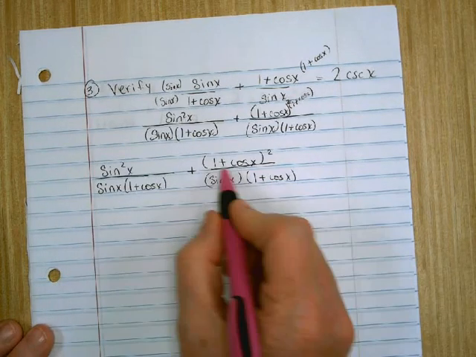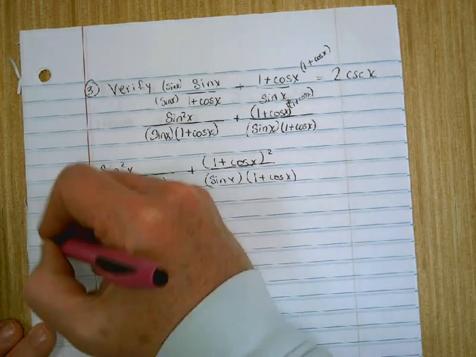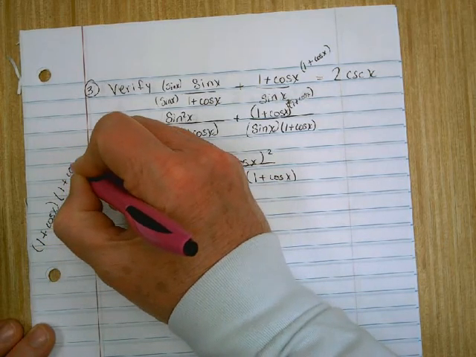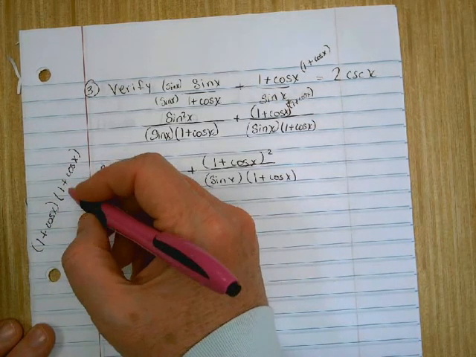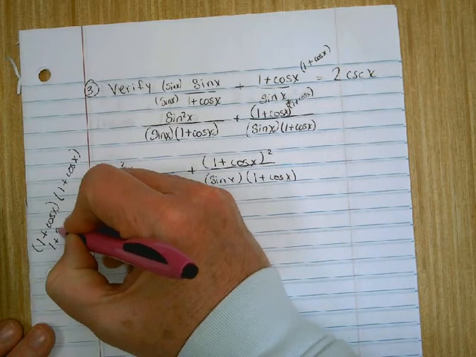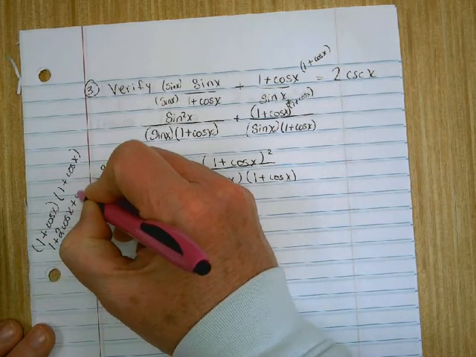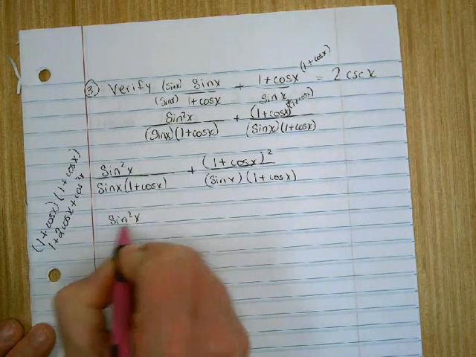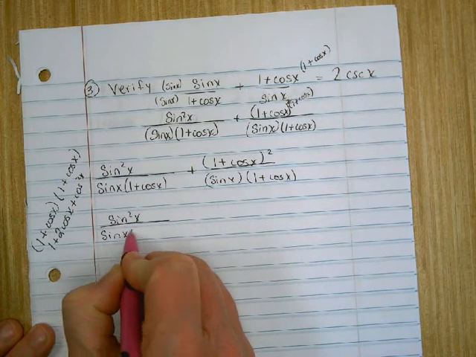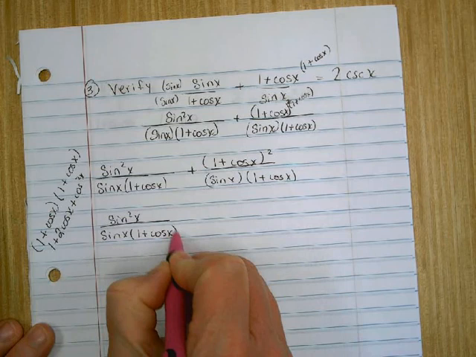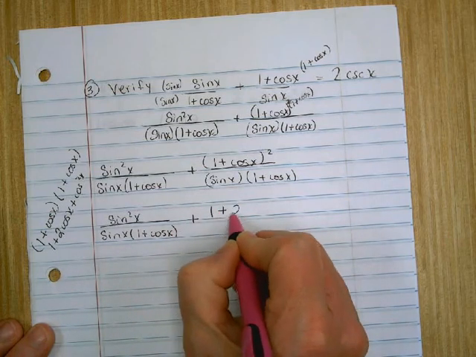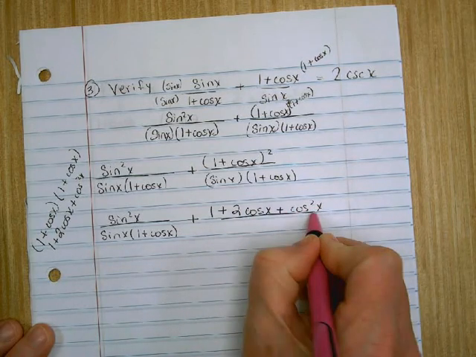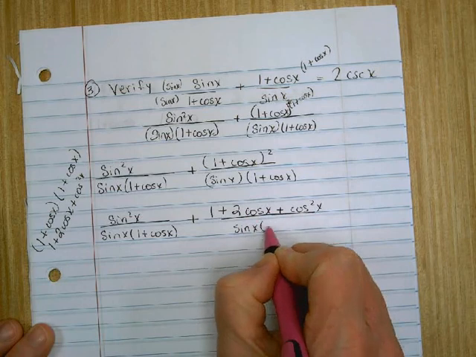So I need to do this by FOIL. I'm going to do it over to the side. 1 plus cosine x times 1 plus cosine x. When I FOIL that out, I'm going to get 1 plus 2 cosine x plus cosine squared x. So I have sine squared x over sine x times 1 plus cosine x plus 1 plus 2 cosine x plus cosine squared x over sine x times 1 plus cosine x.